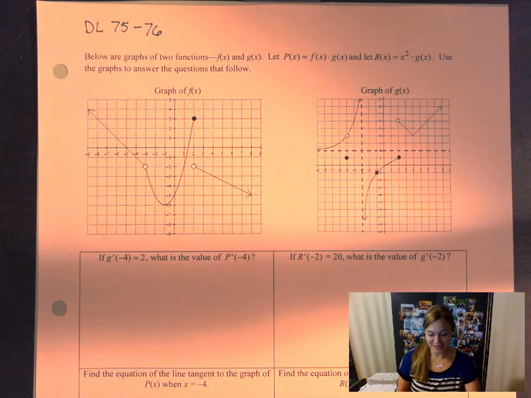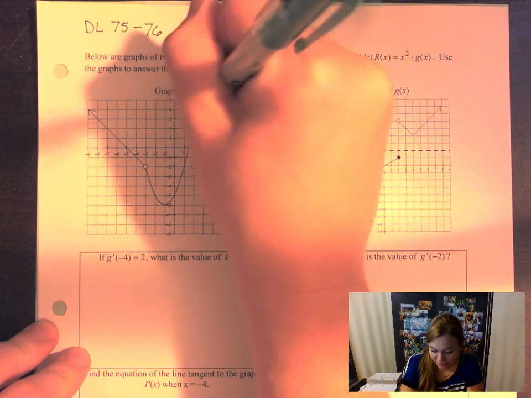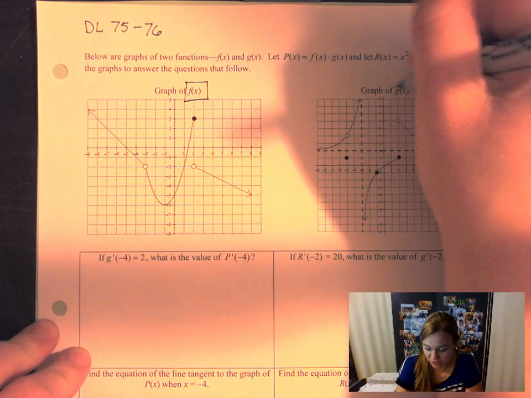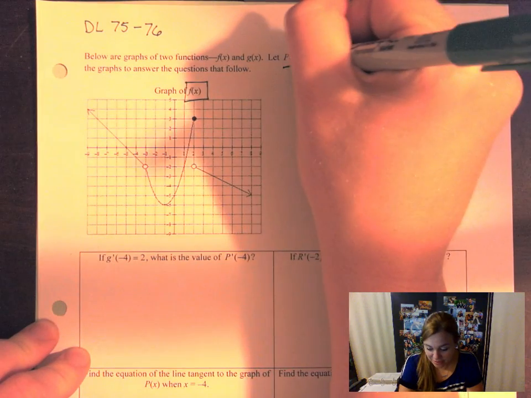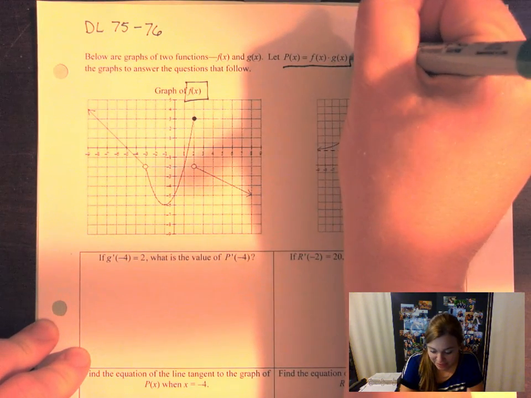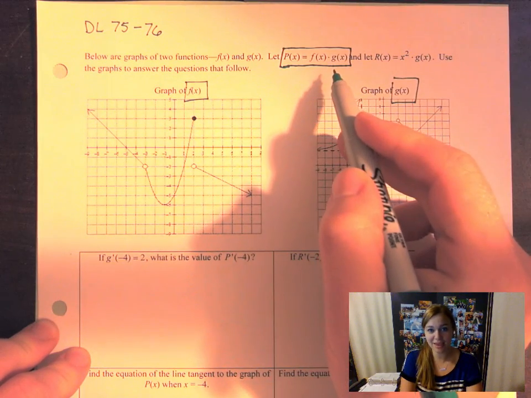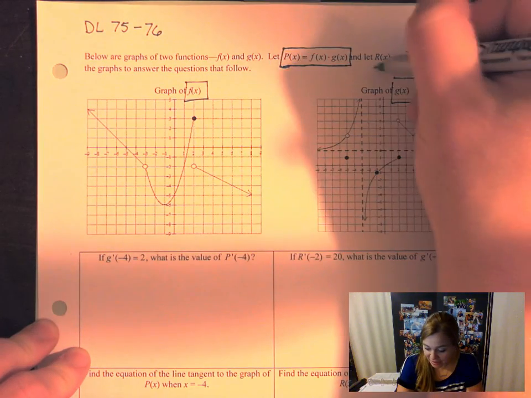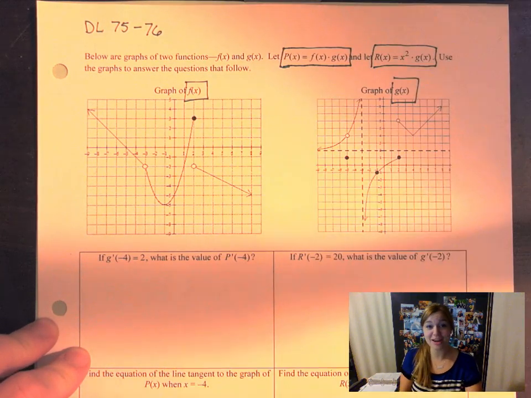Let's do this. So up here, I've got two graphs, f of x and g of x, and they are labeled, but just make sure you know f of x is over here, g of x is over here. And it says let p of x equal f of x times g of x. That looks like a product to me. Yay! And r of x equal x squared times g of x. That looks like another product.